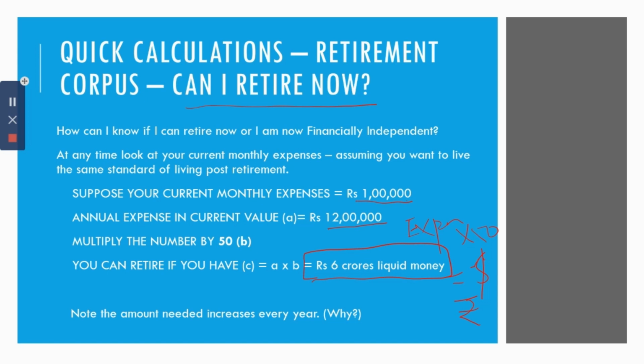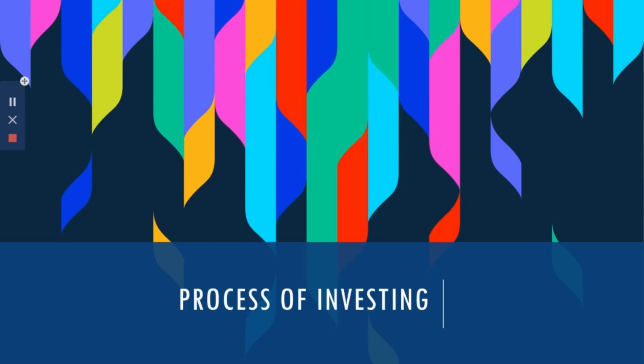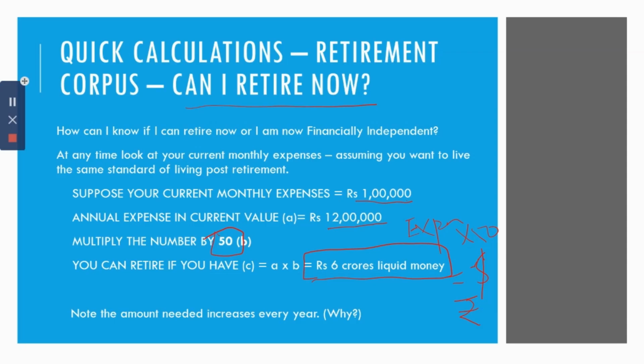Okay, any questions on this one? The number 50. No, sir. Clear? Okay, very good. Sir, why number 50 are we assuming? Okay, let me explain.